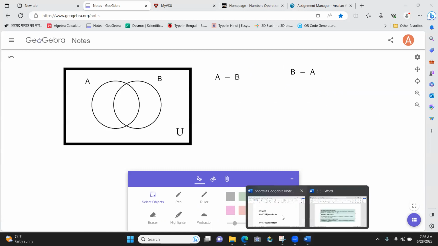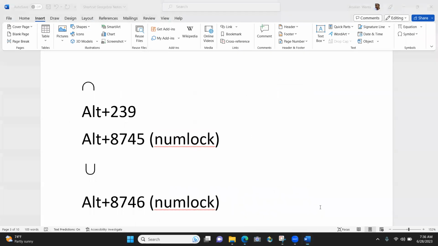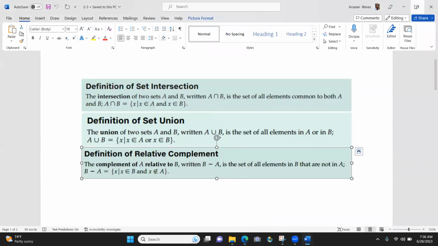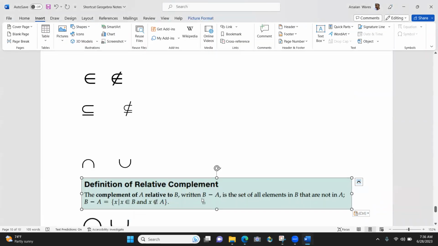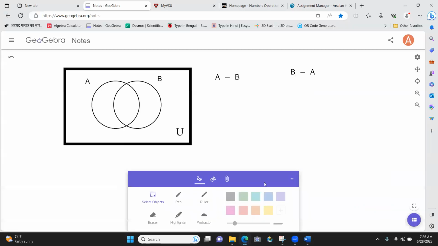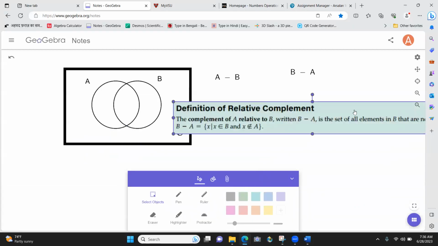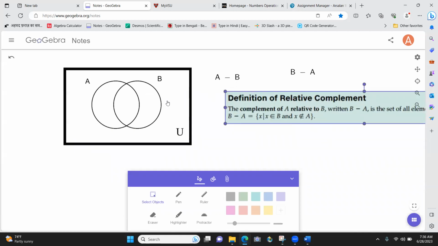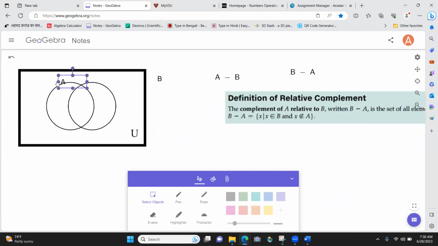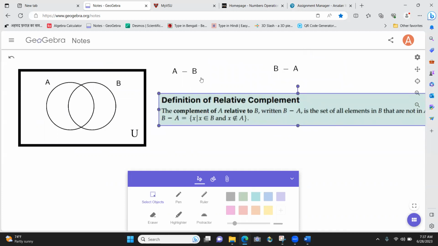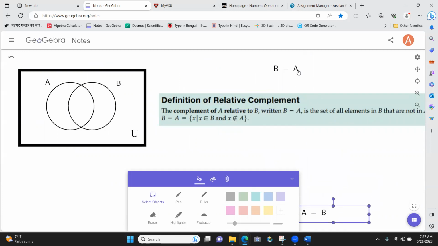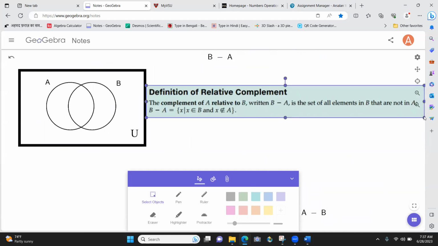Let's focus on one of them. It's called relative complement. What does that mean? I'm going to show you the whole thing conceptually first, so that you understand what it means, and then we'll do some problems and hopefully things will make a bit more sense. Let's stick to B minus A for now. That's what they're doing here.